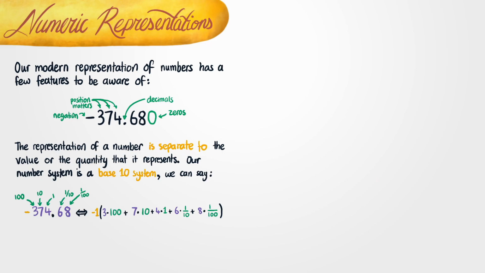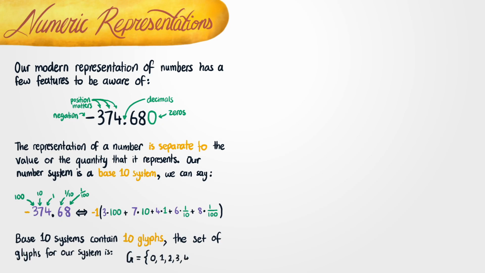system because it actually contains 10 different glyphs that you can use to write out the numbers. A glyph is really just a representation of a number, like this 8 over here represents the number 8. So the set of glyphs that we use today are these ones over here: 0, 1, 2, 3, 4, 5, 6, 7, 8, and 9. Now these glyphs are really very modern, and historically we've used many other different types of glyphs. This is just what we use today.